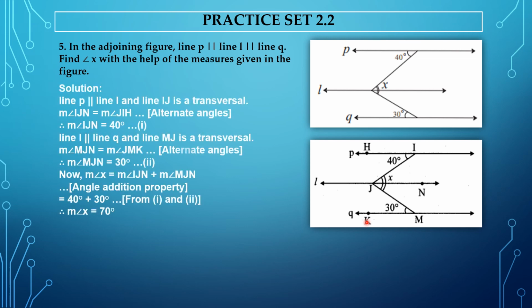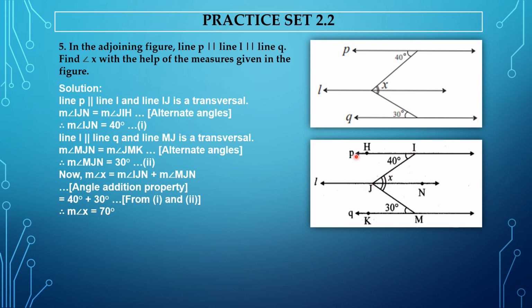Now the solution, you see. First, line P is parallel to line L and line IJ is a transversal. So these two lines you have taken parallel, that is line P and line L, and the transversal. So you have to name the transversal over here. We have named it I and J. So this is your transversal.